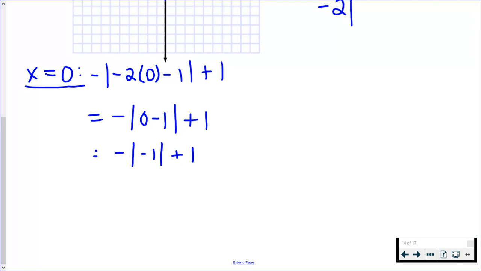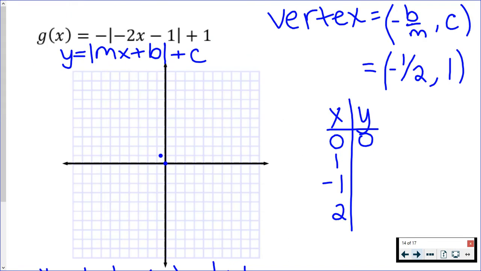So again, don't be tempted with that negative in front. These do not cancel with each other. I need to find the absolute value of negative 1, which is positive 1, but I still have the negative in front. Negative 1 plus 1 is 0. So our point would have an x value of 0 and a y value of 0. So I've put it in my XY chart. I've also put it on the graph. Again, that should be a negative 2 in the XY chart.